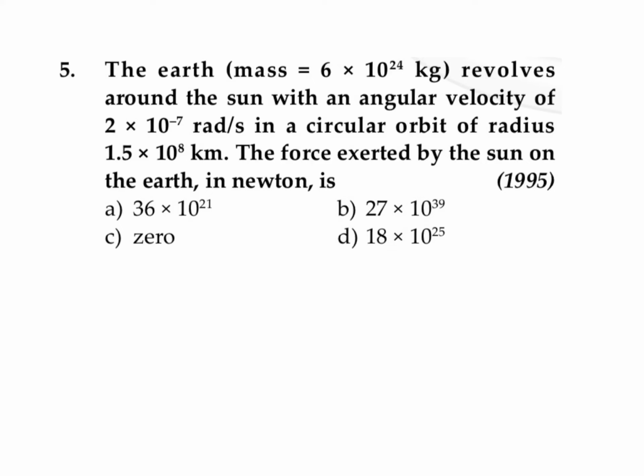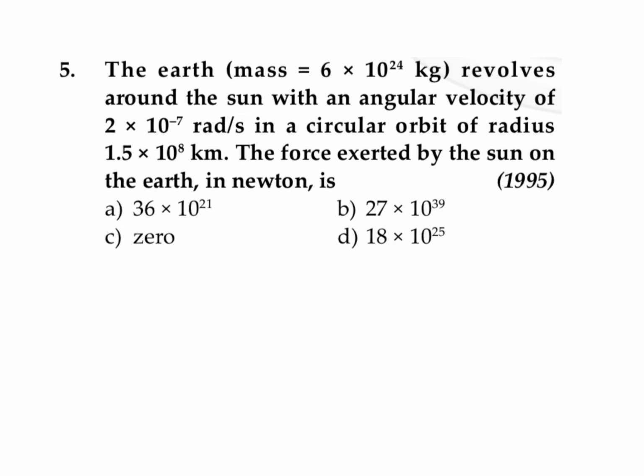Earth of mass 6 × 10^24 kilogram revolves around the sun with an angular velocity of 2 × 10^-7 radians per second in a circular orbit of radius 1.5 × 10^8 kilometer. Find the force exerted by the sun on the earth.